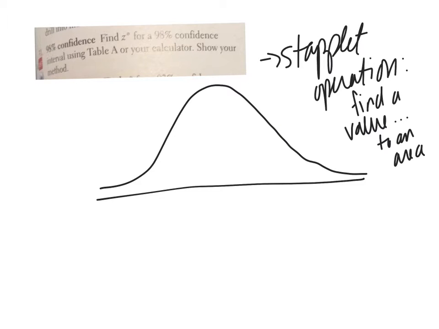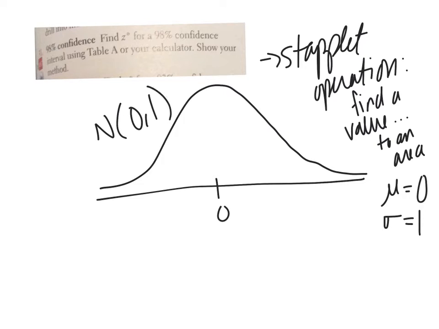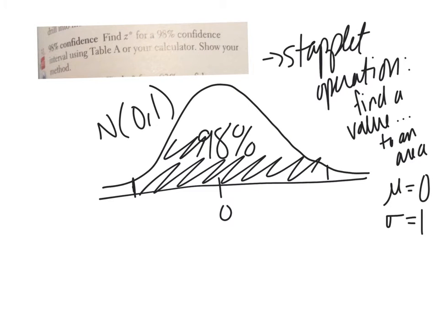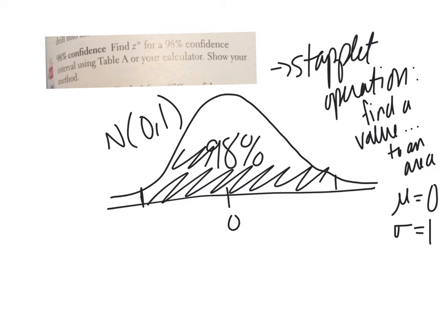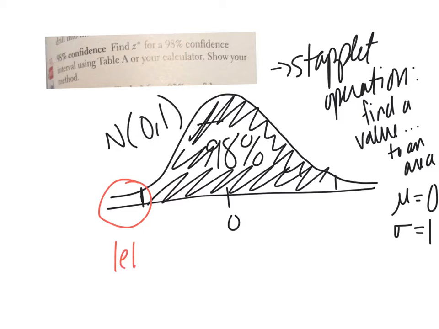And because we're specifically looking for z star, the distribution of z scores has a mean of 0 and a standard deviation of 1. So you would need to plug that into your calculator or into the Statlet. And a 98% confidence interval means that the area in the middle is 98%. So on the Statlet, you could either do a central area of 98%, or I would be tempted to do the thing where it says left tail area.